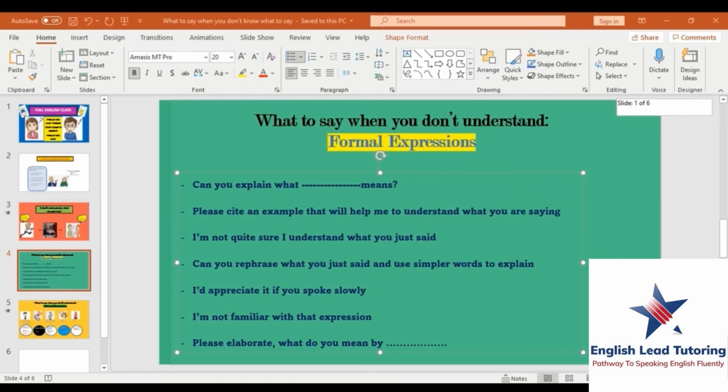Another formal expression is, can you rephrase what you just said and use simpler words to explain? Now, this again is a very good expression you can use if the person is using words that are probably not a part of your vocabulary, right? So they use a word. Let's go back to the word tardy. Can you rephrase what you just said and use a simpler word to explain? So maybe the person says, Amanda is always tardy.